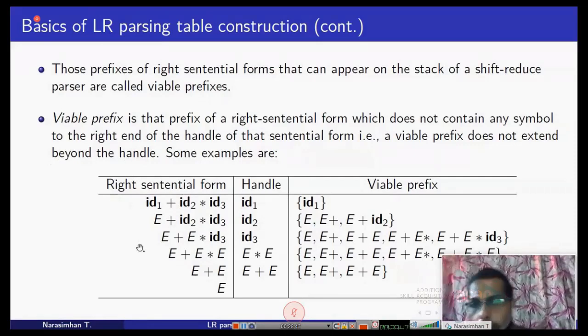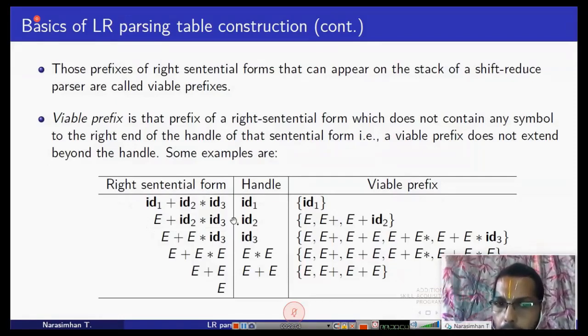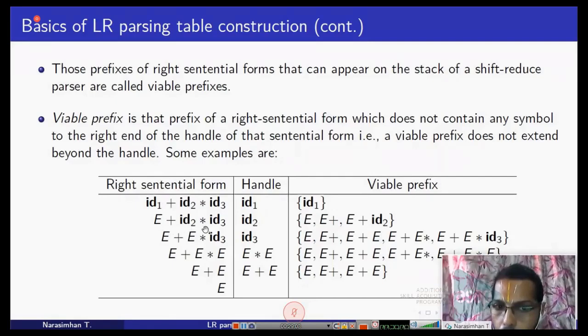Let me take another example, the next sentential form E plus ID2 star ID3, where the handle is ID2. Which are the viable prefixes? You can have E, E plus, E plus ID2. Now you cannot have the viable prefix E plus ID2 star. Why? Because star is beyond ID2, which is the handle. So you cannot have a symbol to the right side of the handle in the viable prefix. So you should stop with E plus ID2. A viable prefix cannot go beyond the handle.